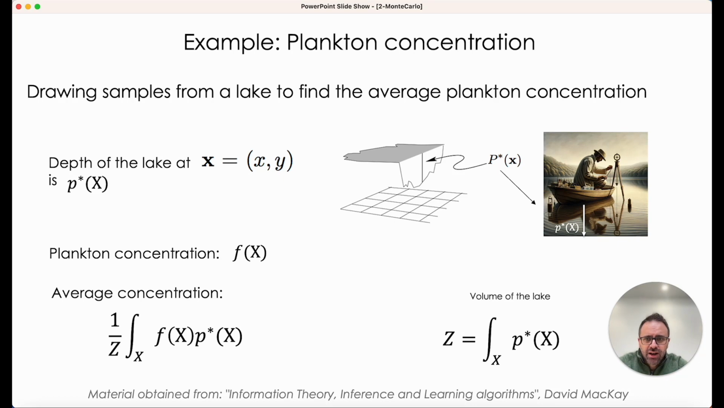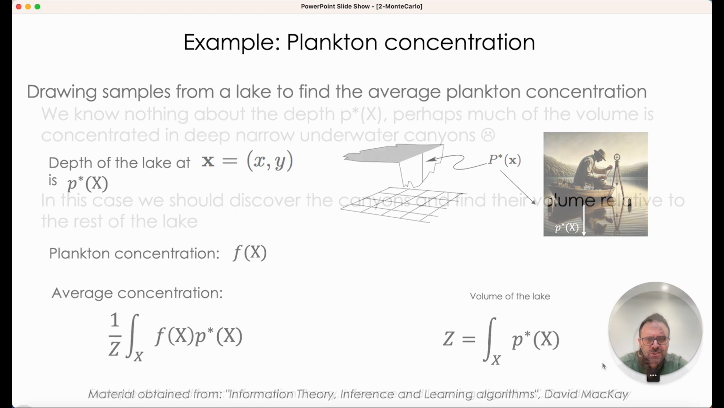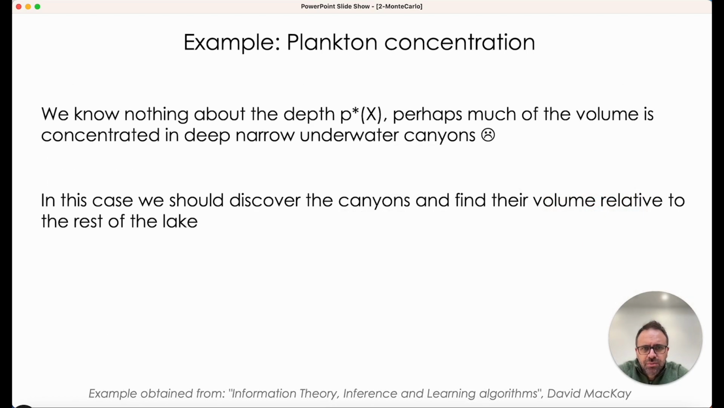So we cannot have the normalized version of P star unless we go and calculate the complete volume of the lake, so we can divide the depth at every point, right? As you might imagine, in practice, we know nothing about the depth of the lake in every single position. We will need to measure it. And in practice, lakes are not so uniform, and we will have some underwater canyons concentrating most of the water. So the idea is to somehow discover those canyons to get the samples from, right?